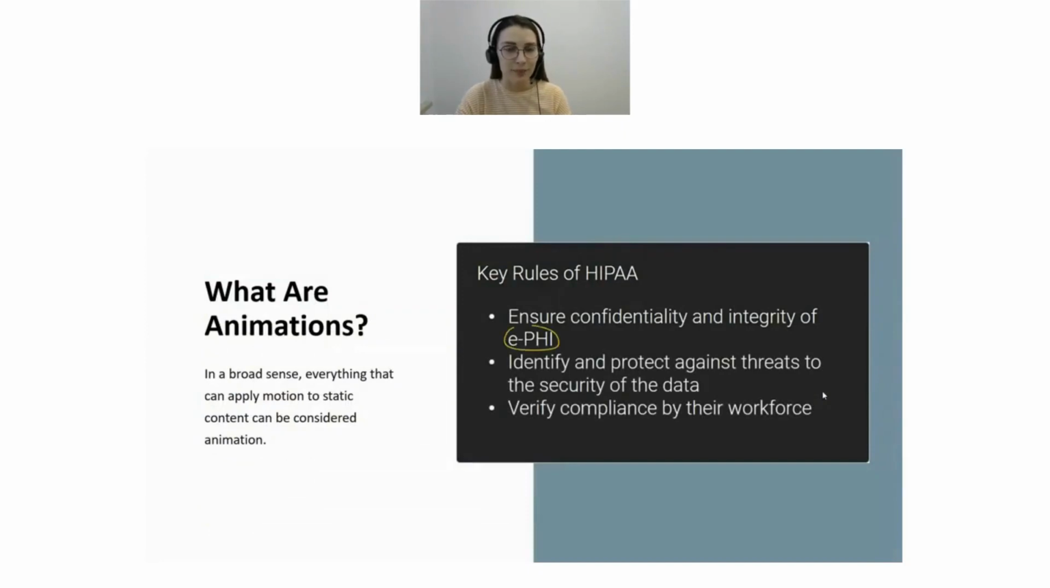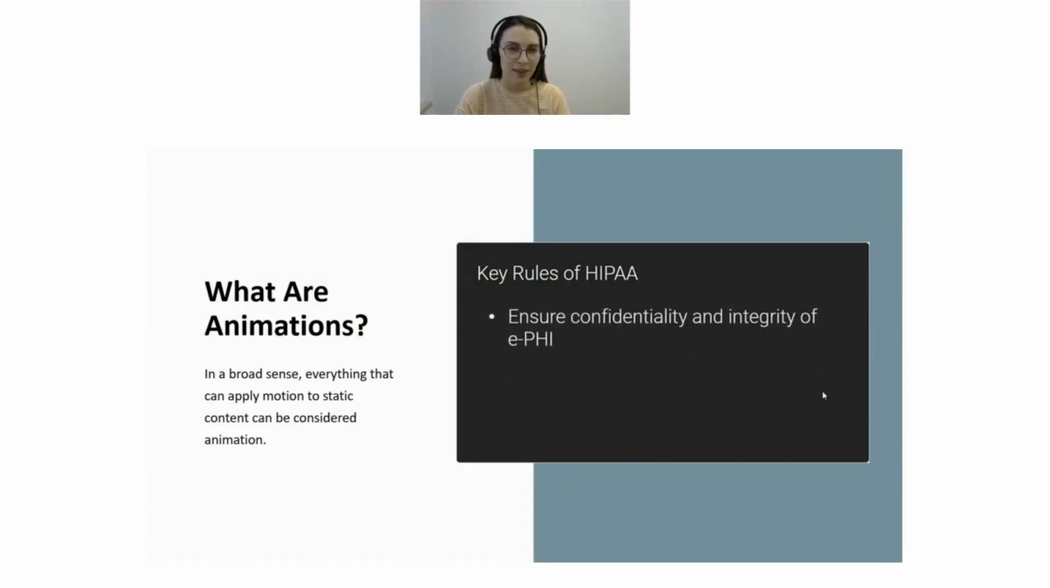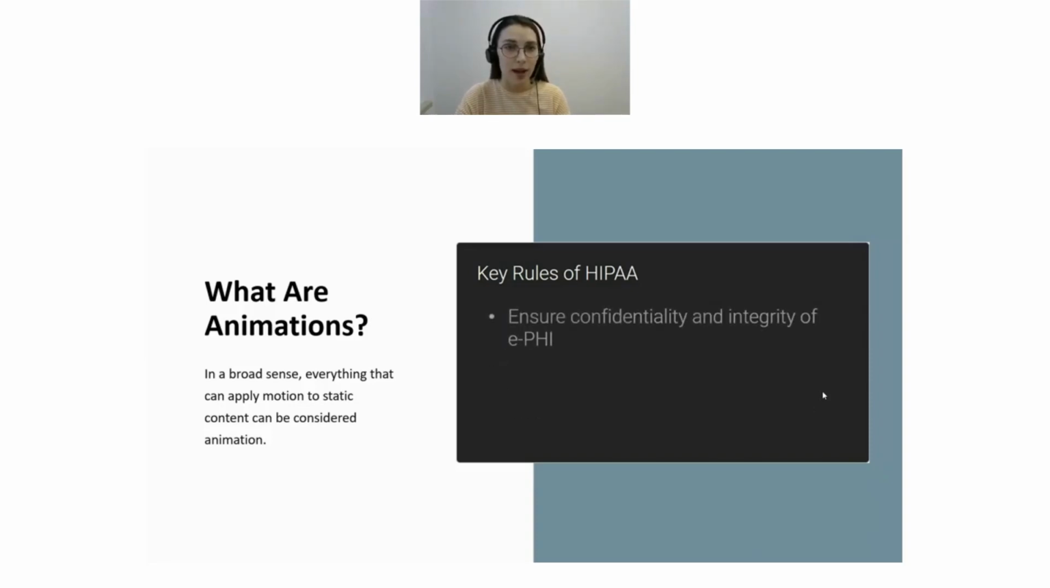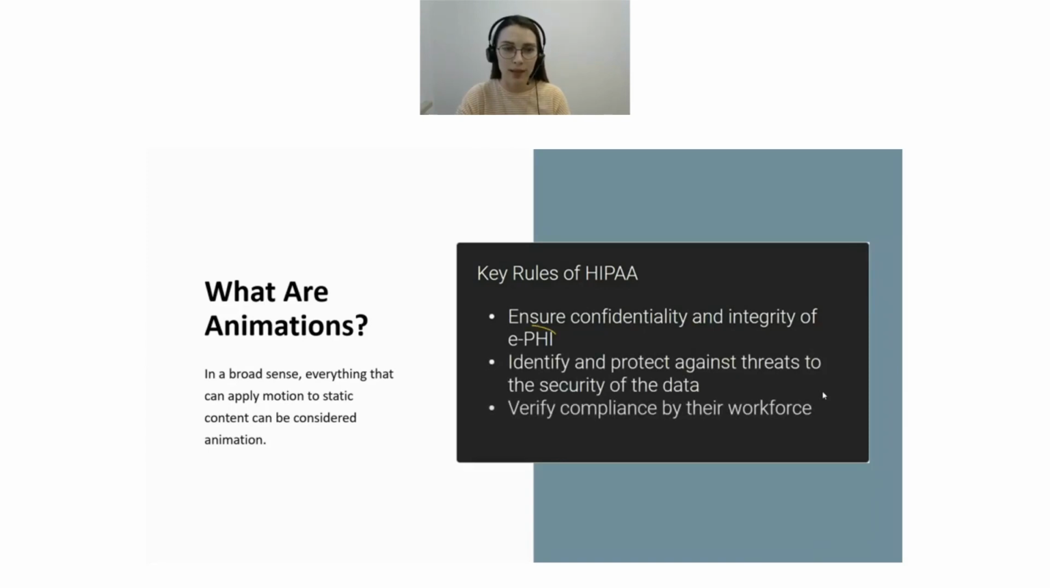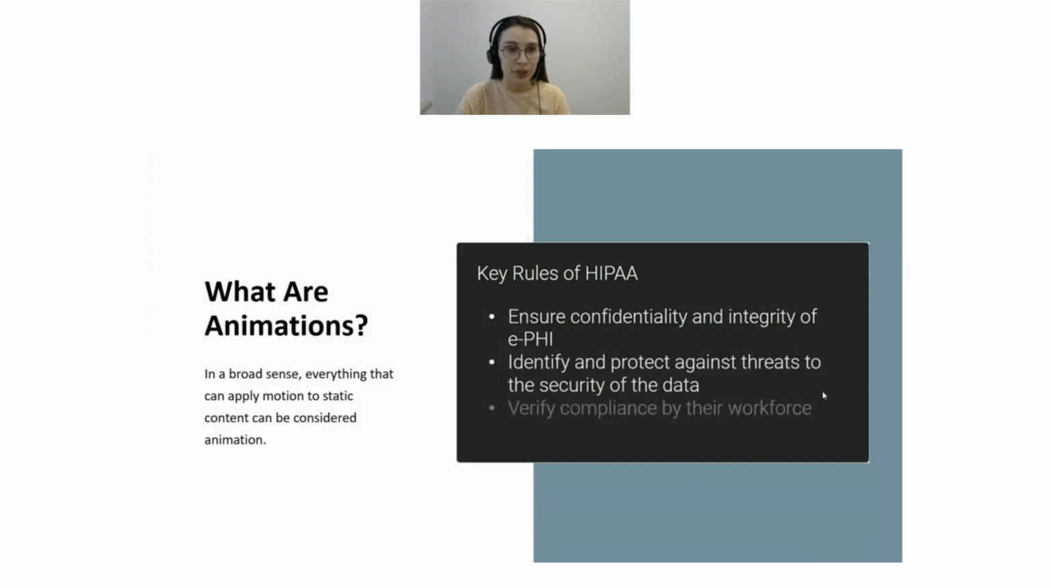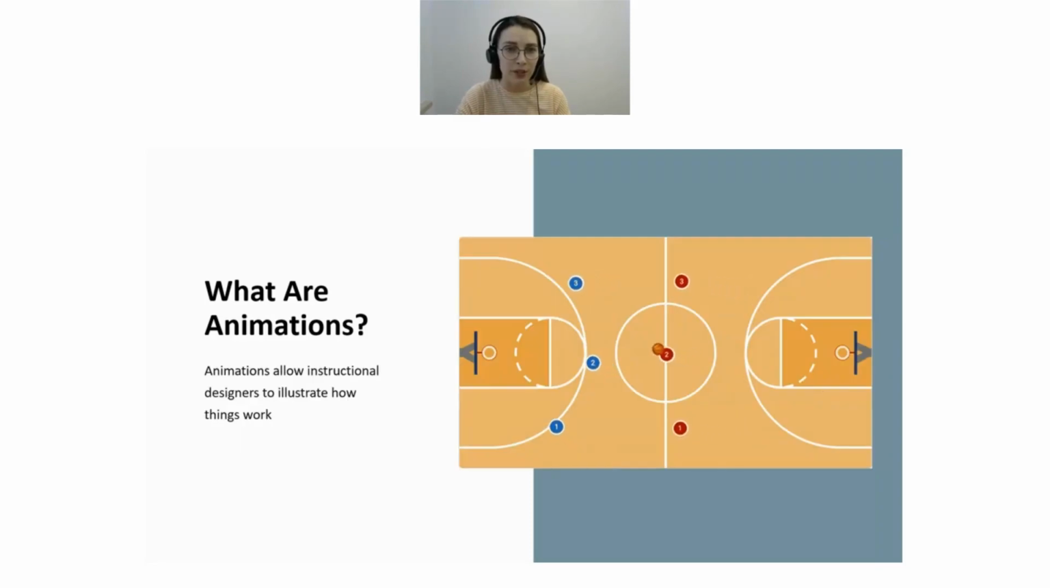In a broad sense, everything that can apply motion to static content can be considered animation. The simplest example of e-learning animation is when objects are revealed one by one, as if you're writing them on the blackboard. New information is presented bit by bit, and important pieces are highlighted when needed, as an example on the slide. But of course, the use of animations in e-learning doesn't stop there.